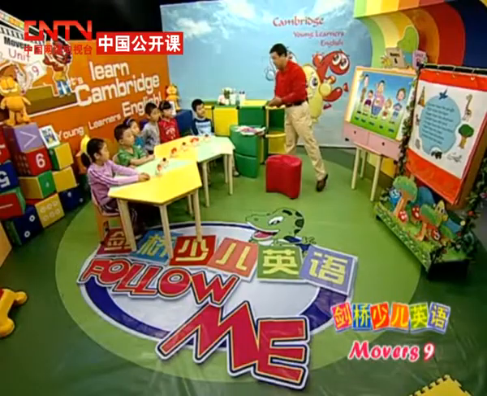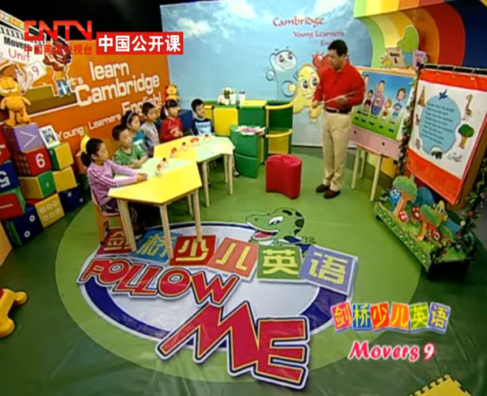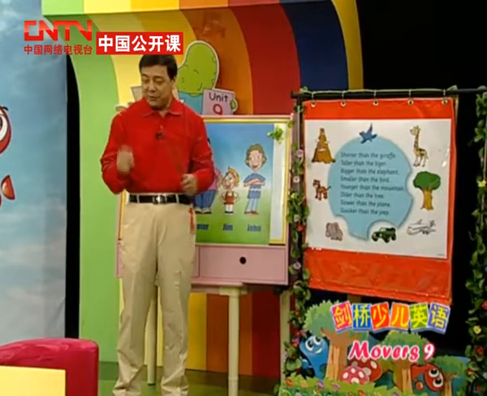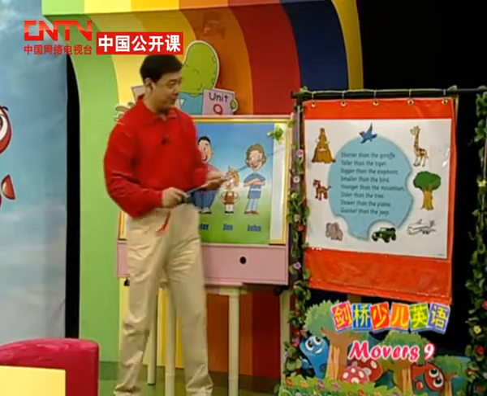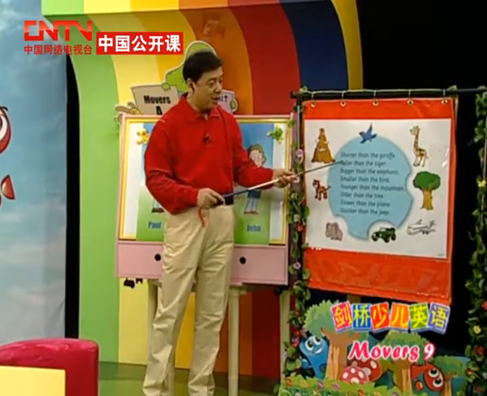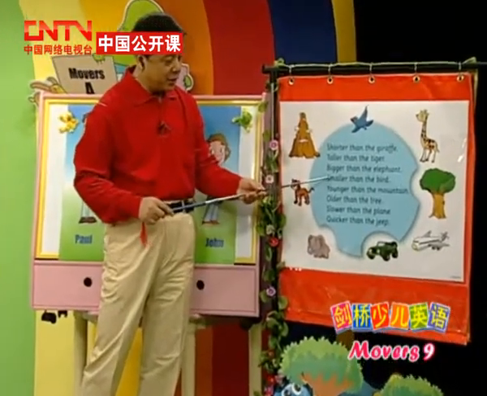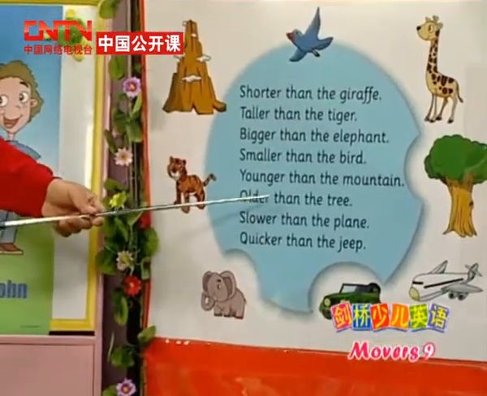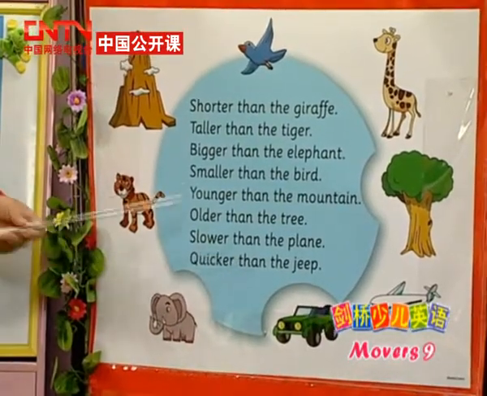Okay, that's very good. We have this little chant. Let's say it together. Clap your hands and say it. Okay, clap your hands. Now, 1, 2, 3. Shorter than the giraffe. Now, you can try this one. You say, shorter than the giraffe. Shorter than the giraffe. Taller than the tiger. Bigger than the elephant, smaller than the bird, younger than the mountain, older than the tree, slower than the plane, quicker than the jeep.